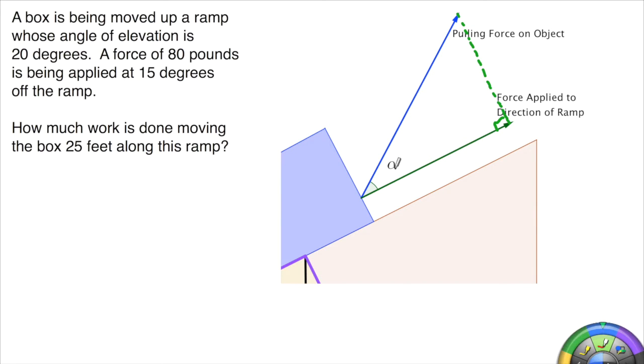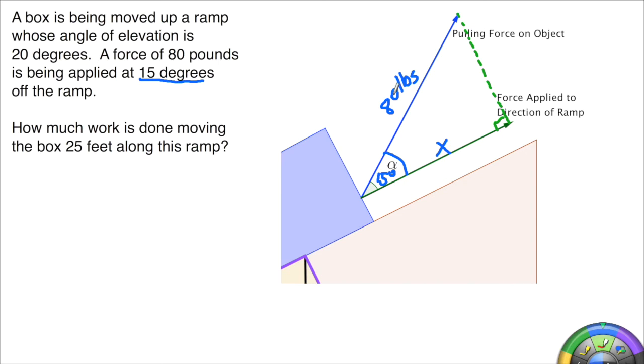So let's give this a little poundage. This thing is 80 pounds of force, so this side has a magnitude of 80 pounds of force. What I'm interested in is this side, how much force is being applied in the correct direction. And I know my alpha here is, where is it? 15 degrees. A force is being applied 15 degrees off of the ramp. So this is 15 degrees. And we have a nice little cosine setup here.